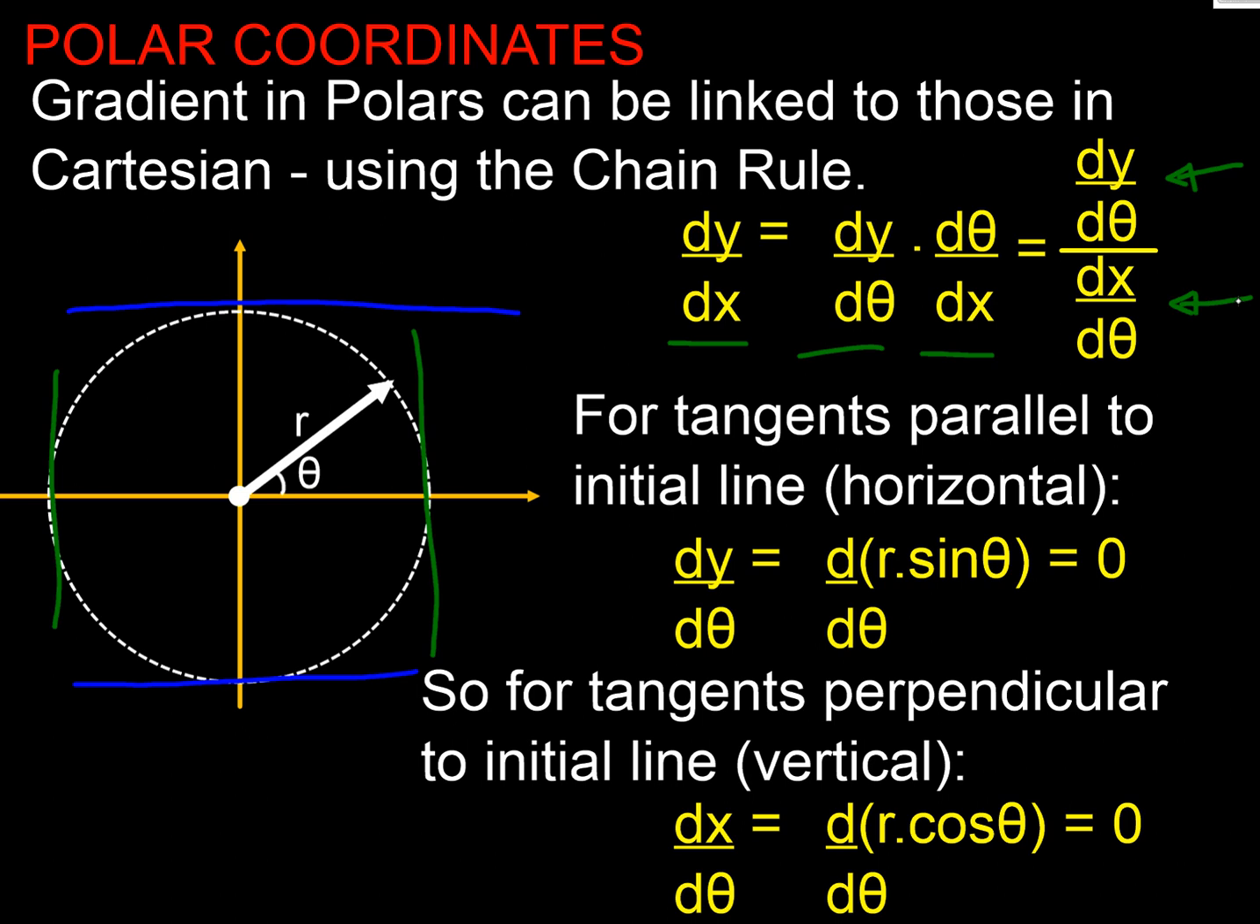So if I want to find my horizontal tangents, what do I have to do? I have to set my numerator to 0. So dy by d theta must equal 0, and I can just differentiate r sine theta and set it to 0. If I want my vertical tangents, my denominator must equal 0, so that my gradient is infinity. Therefore I must differentiate r cos theta and set it to 0.